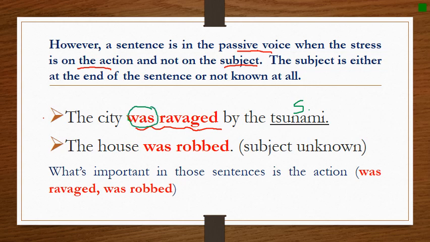Notice verb be in the past tense and the past participle. This is how the passive voice is made. We'll talk about that in more detail.